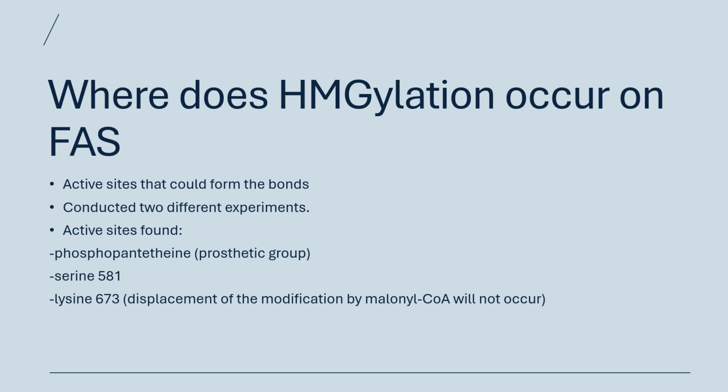And additionally, they found serine 581 and lysine 673 to also be sites where HMG-ylation occurs. The lysine is not of interest for this experiment because lysine modifications require an enzyme to break the stable bond, while the ester and thioester bonds are less stable and do not need an enzyme. An example that shows this is malonyl-CoA removing the HMG-ylation due to the thioester bonds, which we talked about, I believe, one or two slides before this one.